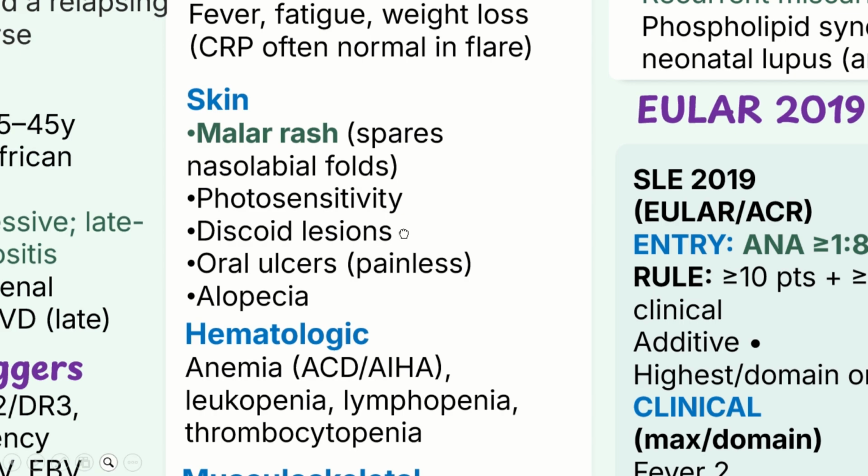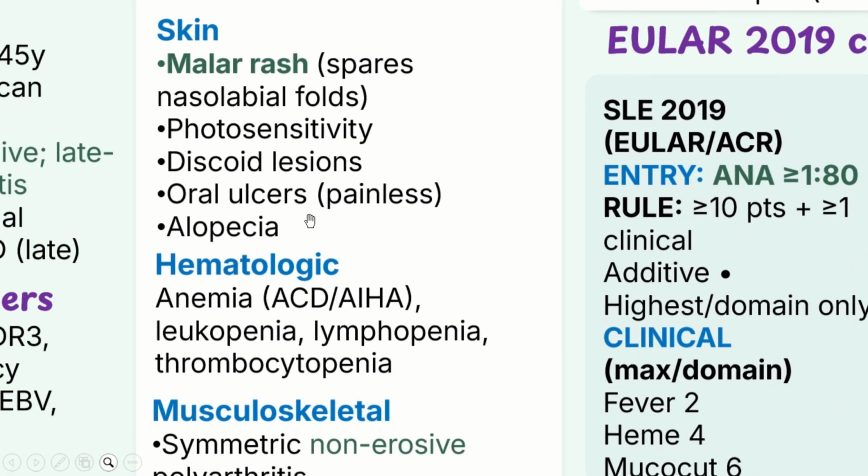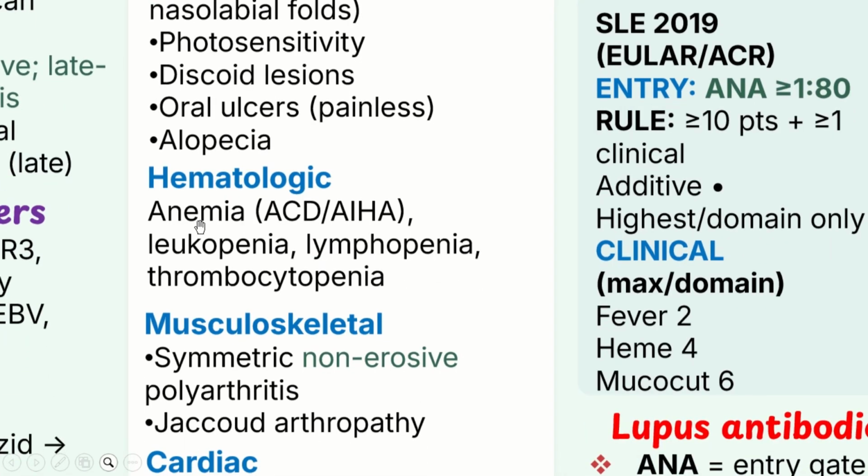We're going to have photosensitivity. Most of these lupus rashes are going to be in sun exposed areas. We can have the discoid lesions, or what we call discoid lupus, which is kind of a less aggressive form of lupus. We can have oral ulcers, and these are going to be painless, and we can have alopecia, which is loss of hair.